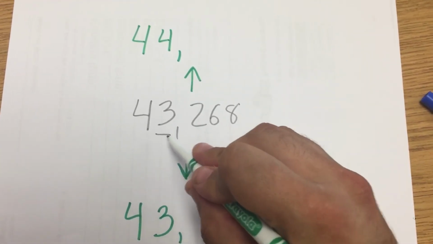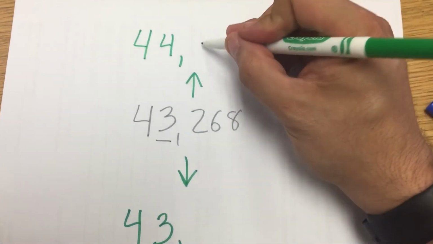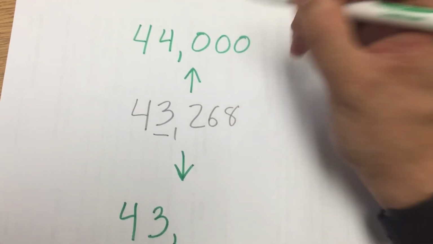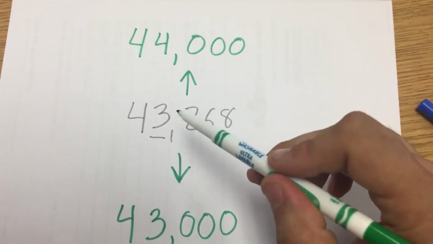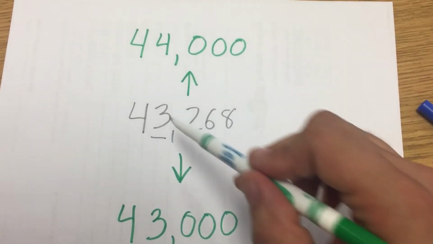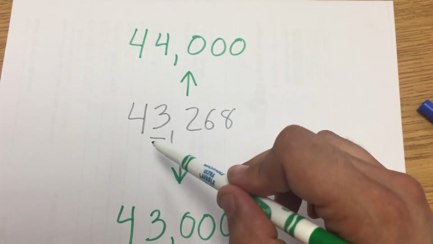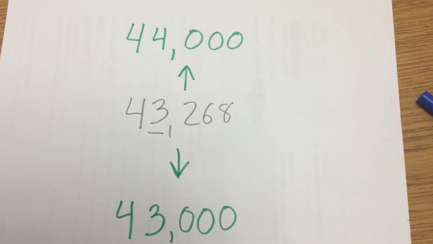And like we said before, anything to the right of our place value that we're targeting is going to become 0. So I know that I'm either going to round this up to 44,000 or down to 43,000, if I'm rounding to the nearest 1,000, which I'm doing right here. Now we have to decide which is the right way.